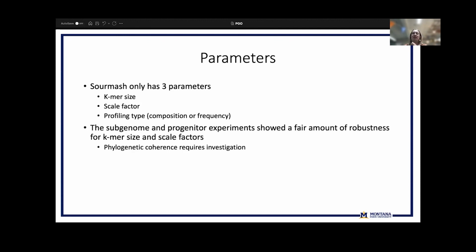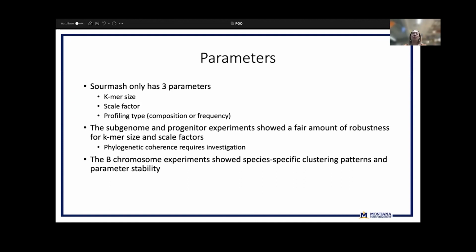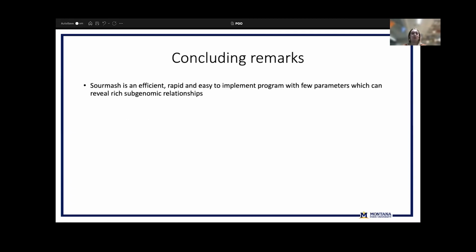However, the phylogenetic coherence does require much further investigation. I am not a phylogenetic expert, and so it's something that does require further looking into. The B chromosome experiments also showed species-specific clustering patterns and parameter stability. Now, I only have access to 2 assembled B chromosomes, and so it would be interesting if we got more. Now, the profiling types, so Camber composition or frequency, does indeed show different relationships between the chromosomes.